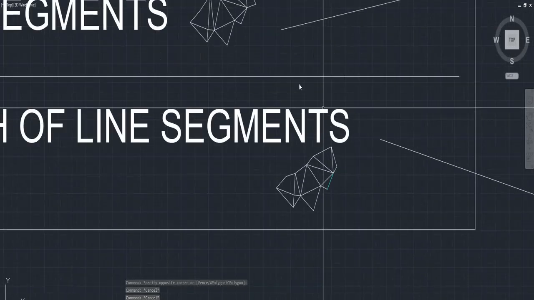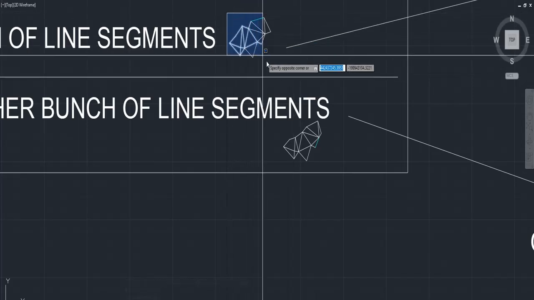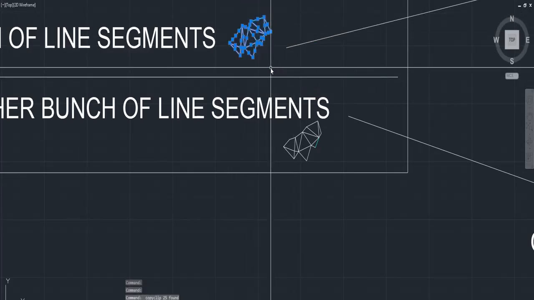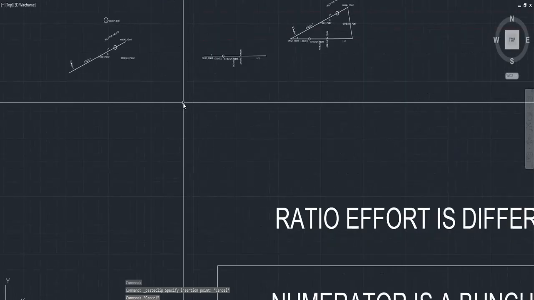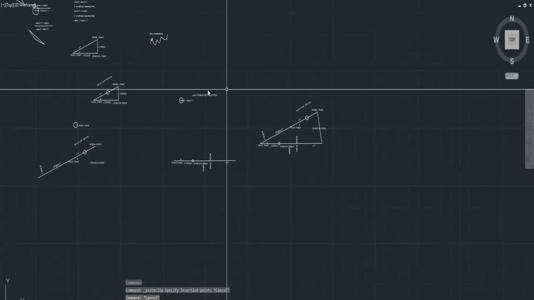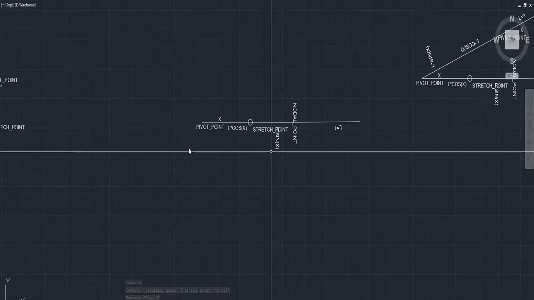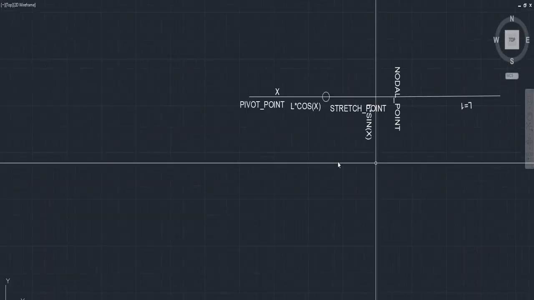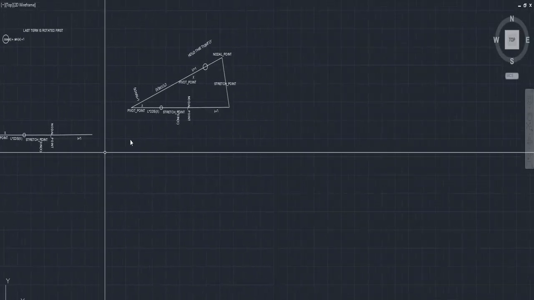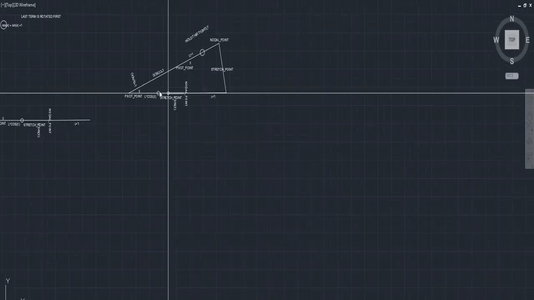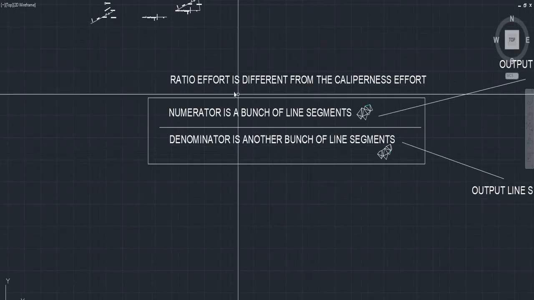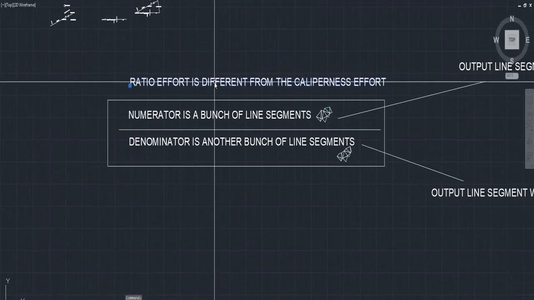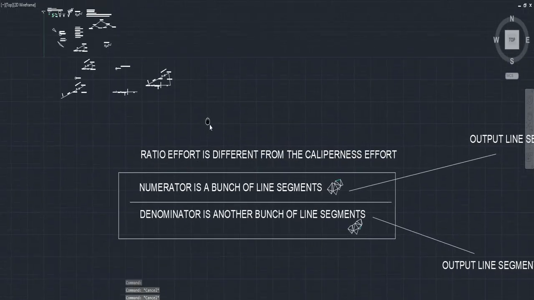But sometimes due to the locked set operations, we can see that this is not possible. Suppose the numerator has 1 plus cos x and the denominator has sin x plus 1, then straightening is necessary. Otherwise you cannot get the output line segments to interact such that the ratio effort is found. The ratio effort is a different thing than the caliperness effort.